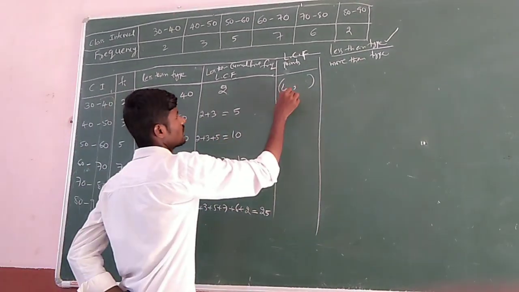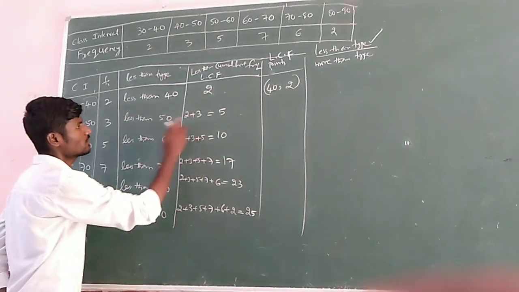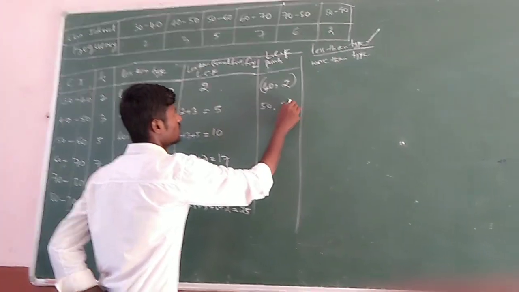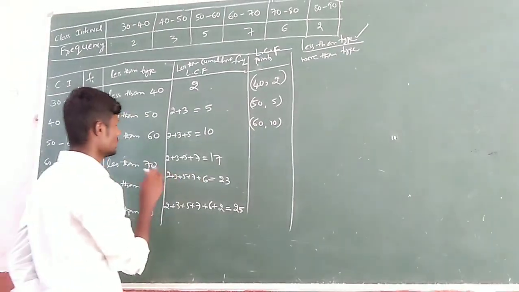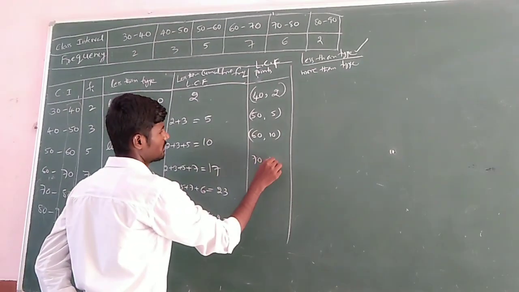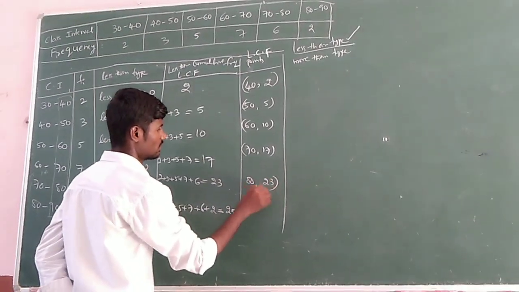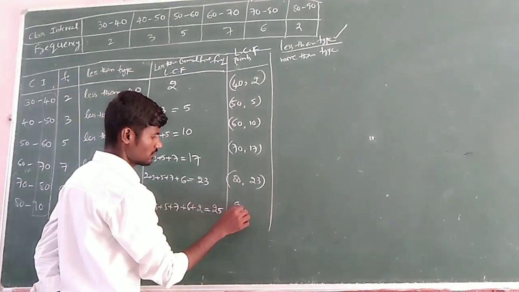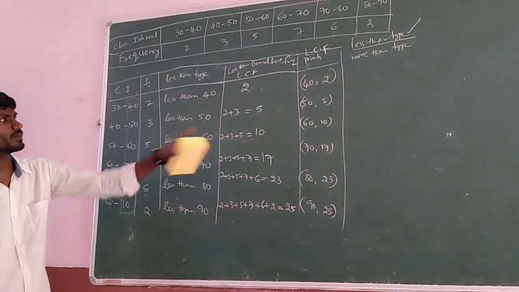What is that? 40 and 2. If you write it this way, it is easy to write the point. Now see, 50, comma 5. Now see here, 60, comma 10. Now see, 70, comma 17. Next, 80, comma 23. Next, 90, comma 25. That's it. Okay, now this is about the less than type curve.